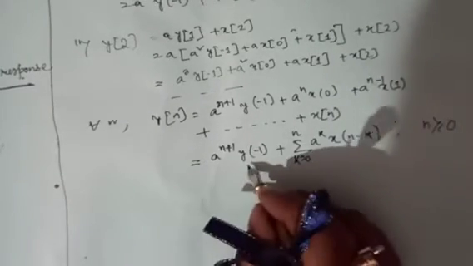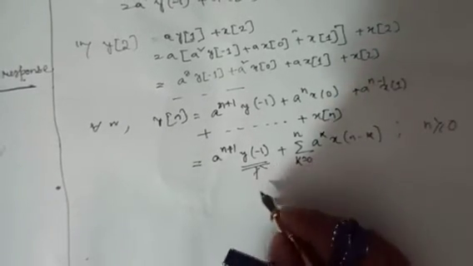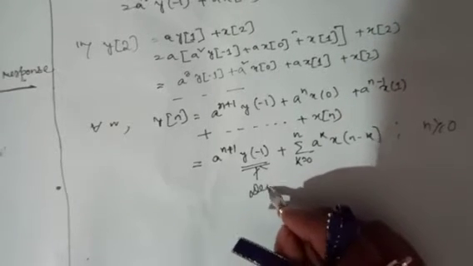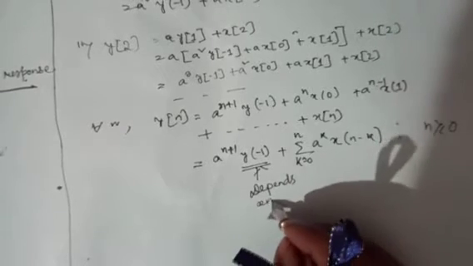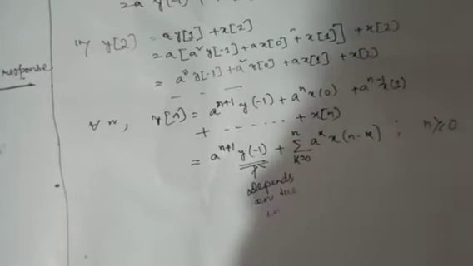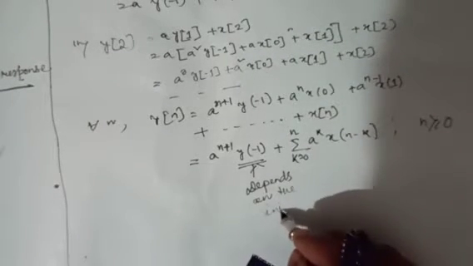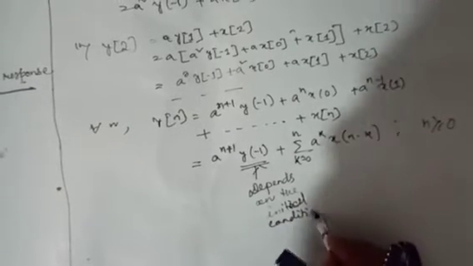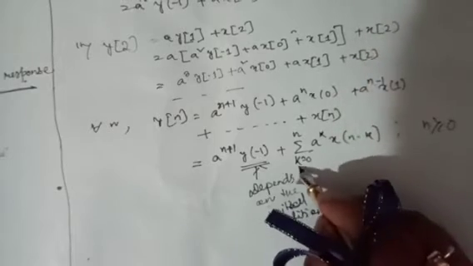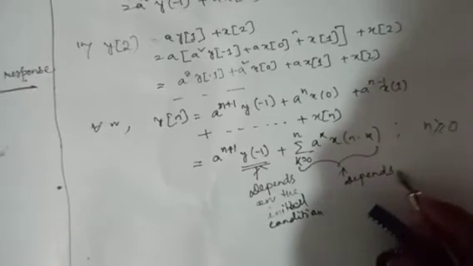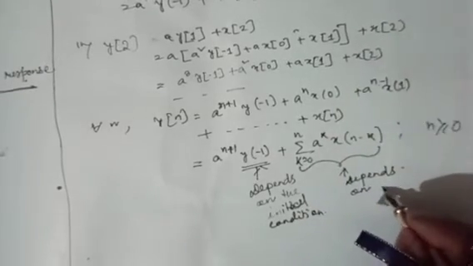Now this particular term, y of minus 1, depends on the initial condition. So it is the initial value of the system, or the initial condition of the system. And this part depends on the present input.